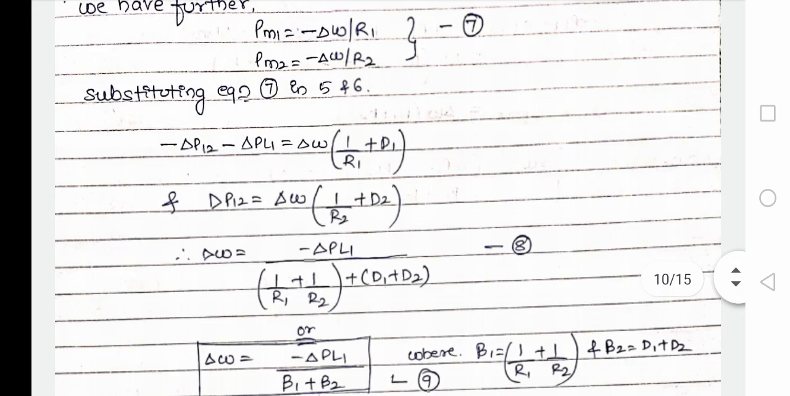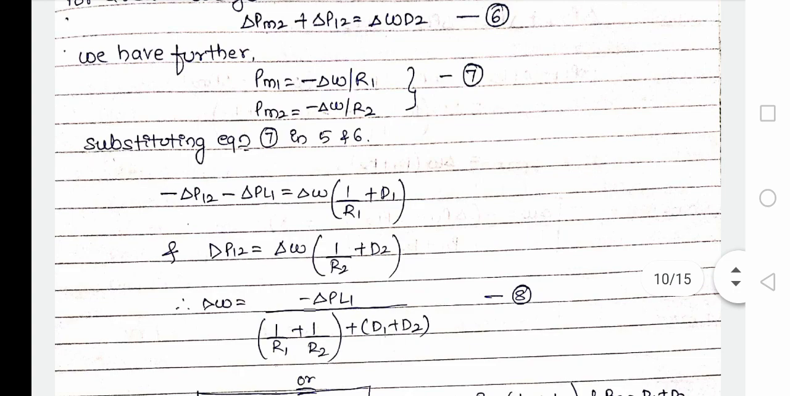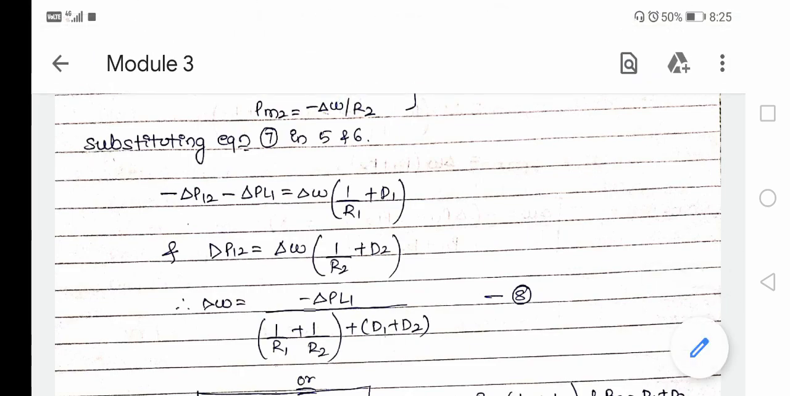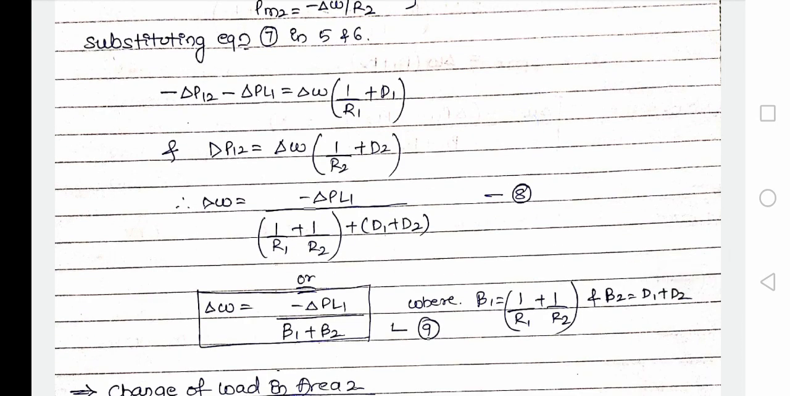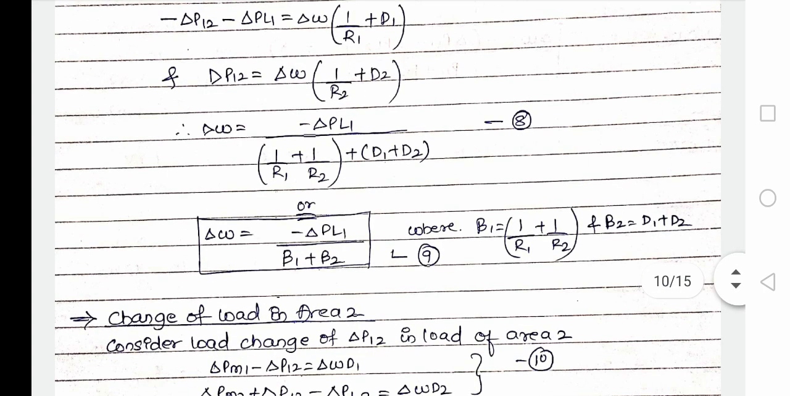Similarly, you can take it for equation number 6 also. Delta Pm2 value is minus delta omega divided by R2. So if you substitute minus delta omega divided by R2 here, directly you can substitute, or otherwise you can take it on the RHS with respect to delta omega D2. So here we are left with only delta P12 is equal to, again the same thing, delta omega is common for both, 1 divided by R2 plus D2. Only the change is, instead of 1 divided by R1 you have to write 1 divided by R2, and D1 is replaced by D2.